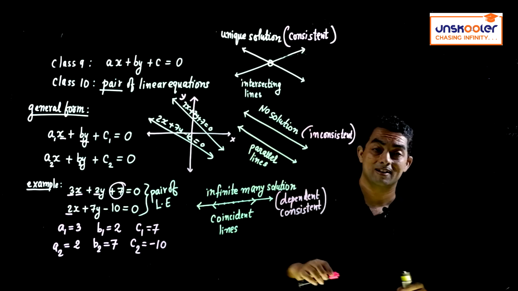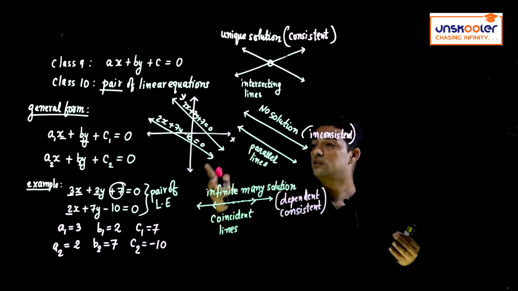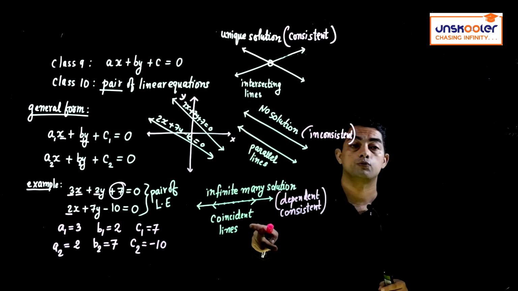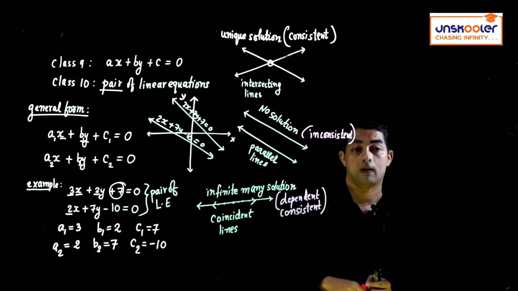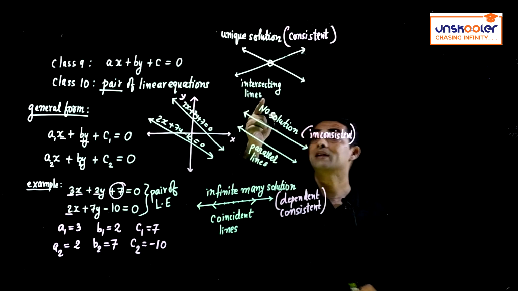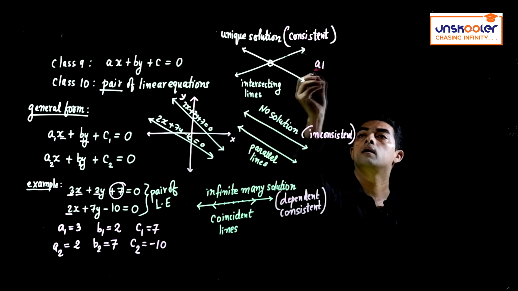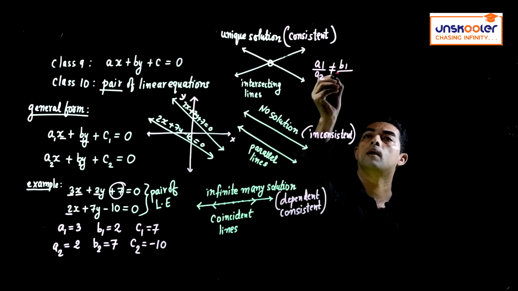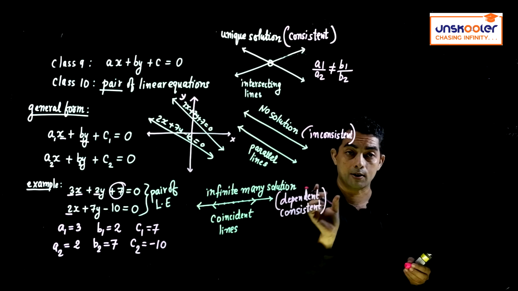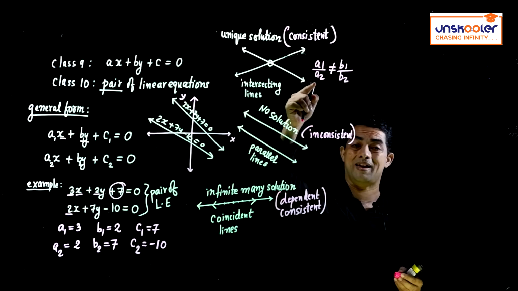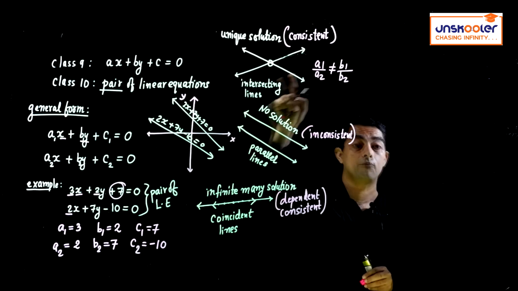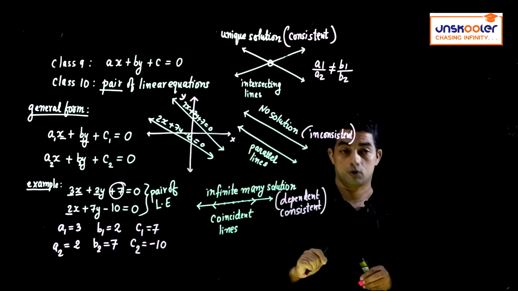What do I mean by conditions? If you want to find out whether these two lines are going to remain parallel, or intersect at one point, or form a coincident solution, without drawing them on the graph, just by looking at them, there is a way for that also. For intersecting lines, for unique solution, the condition is A1/A2 is not equal to B1/B2. You will be given two equations. Write A1, B1, C1, A2, B2, C2, and find the ratio of A1/A2 and B1/B2. If the ratio is not the same, then those lines are going to intersect. You can confirm it graphically later on.